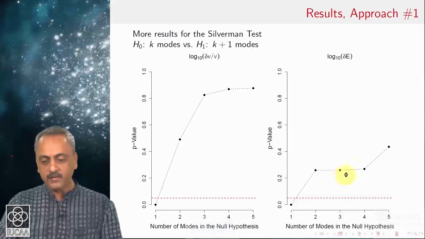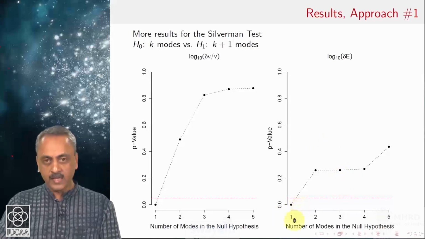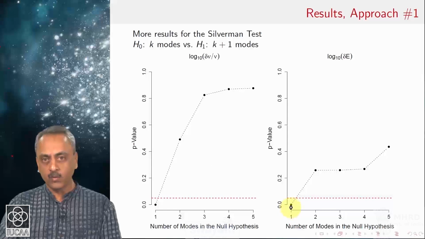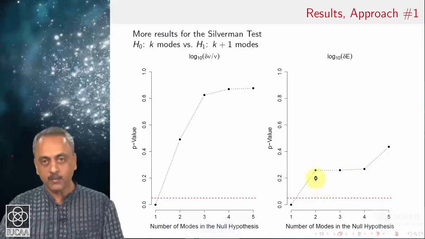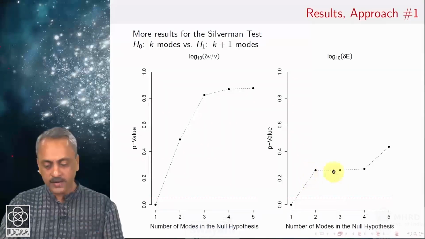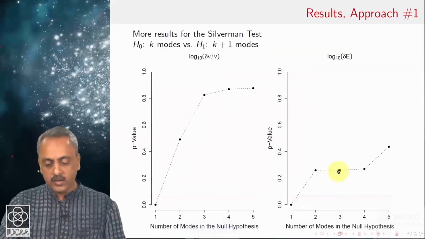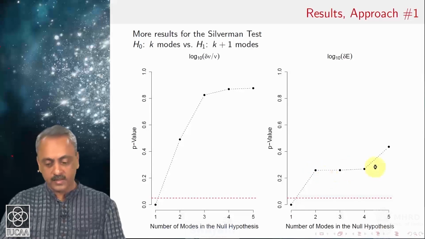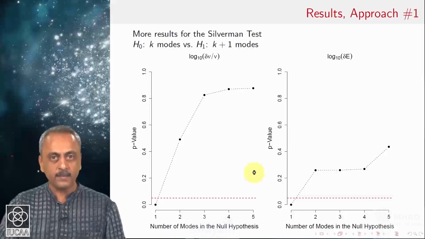Similar results are obtained with the delta E data. The same Silverman test says that when you have a null hypothesis of one mode against 2, the p value is very small, but the p values for all other numbers of modes in the null hypothesis are fairly large. So, you can't really rule out 3 in favor of 2 or some such thing. Both these results are consistent with multimodality rather than unimodality.